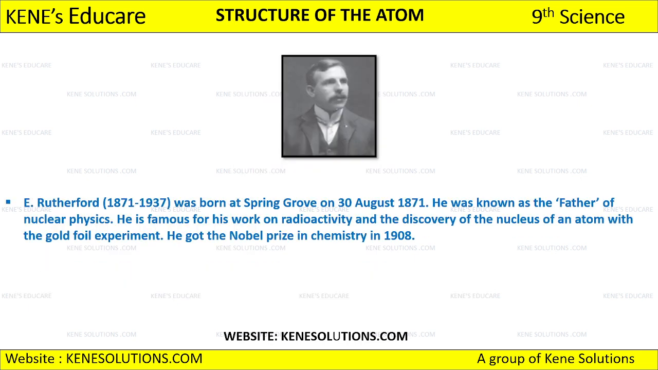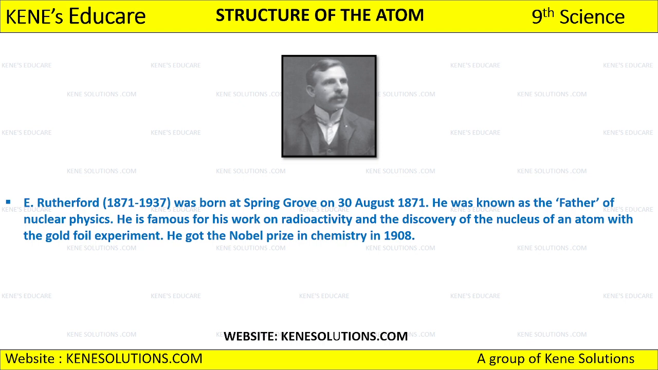Okay. After this, we discussed E. Rutherford. He was born in 1871 and died in 1937. He was born at Spring Grove on 30th August 1871 and he was known as the father of nuclear physics. Who was he? He was known as father of nuclear physics. He is famous for his work on radioactivity and the discovery of the nucleus of an atom with the gold foil experiment.